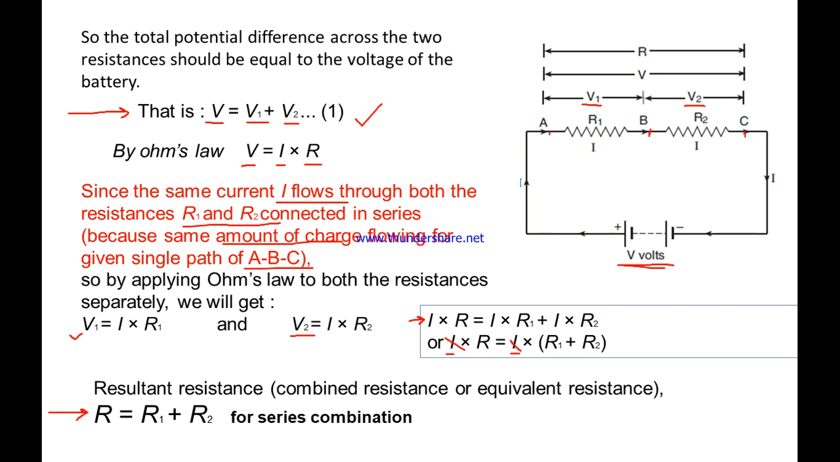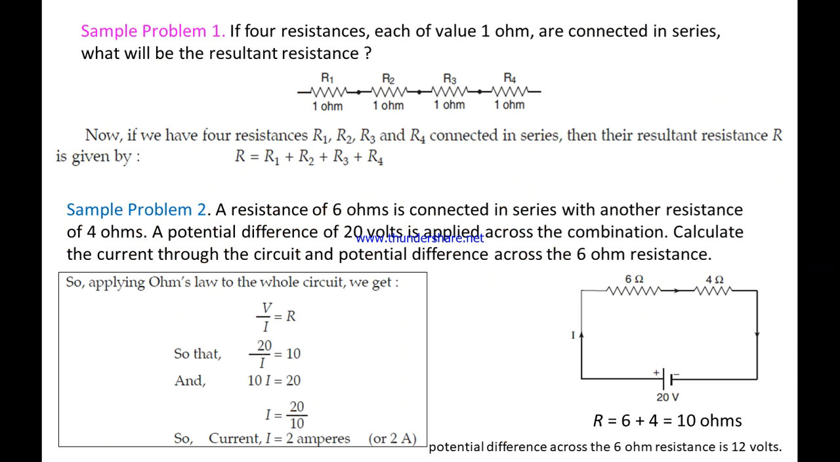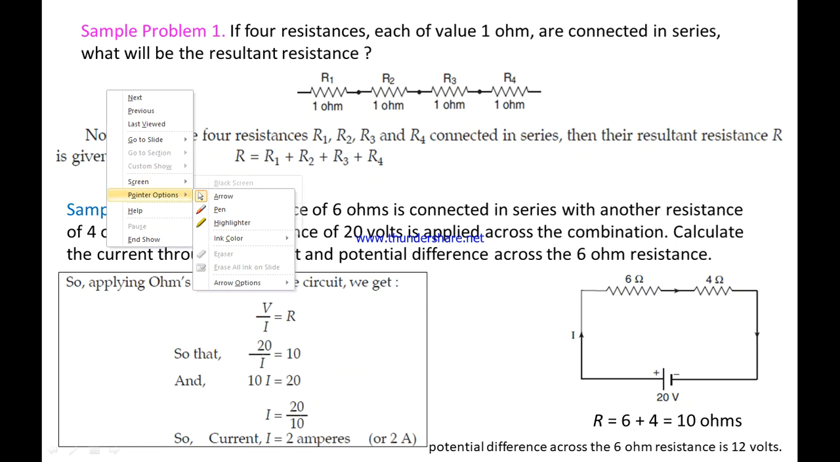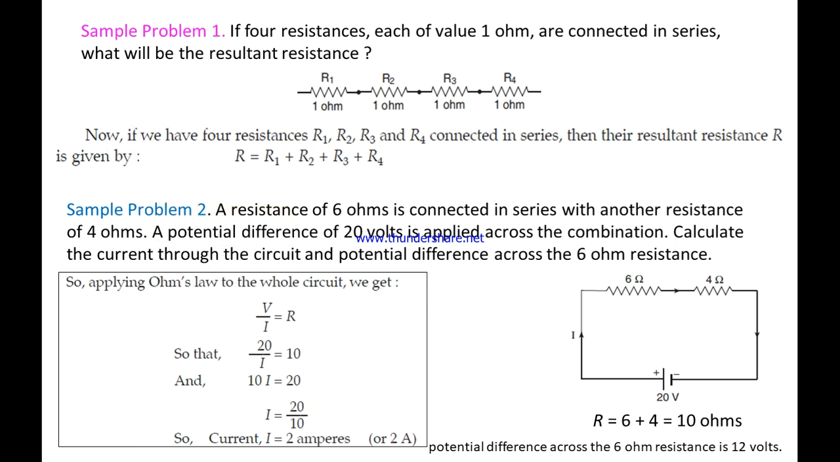Okay, so this is the relation for the series combination, and we can call the R the resultant resistance, combined resistance, or also the equivalent resistance. So all these terms are used for the R. Now let's see a sample problem to get a brief idea of what series connection means.